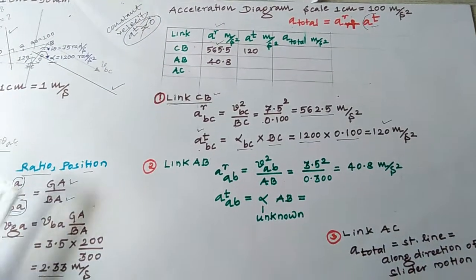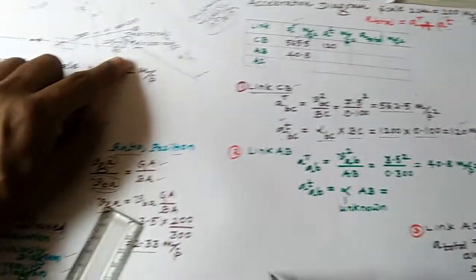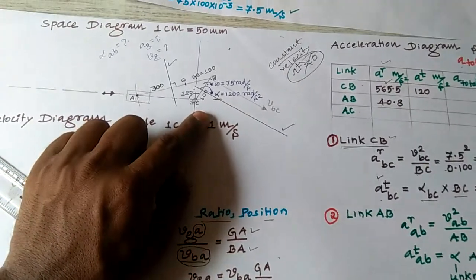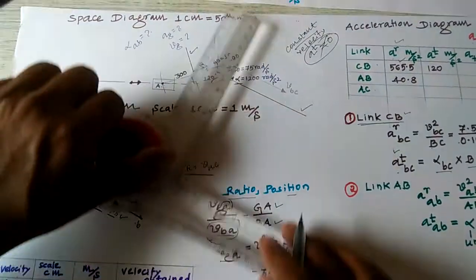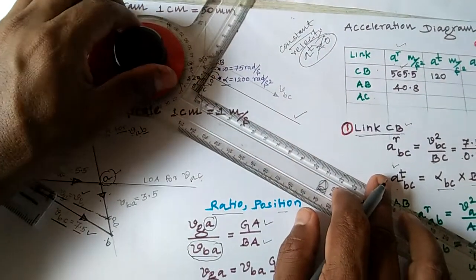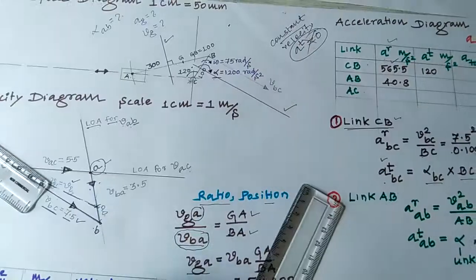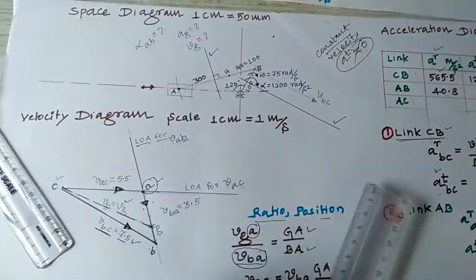Then I will draw the velocity diagram. What is the fixed point? Fixed point is C. Okay, first I will go for the radial acceleration. Radial acceleration is along the link BC. That is also radial acceleration, that is along the BC.